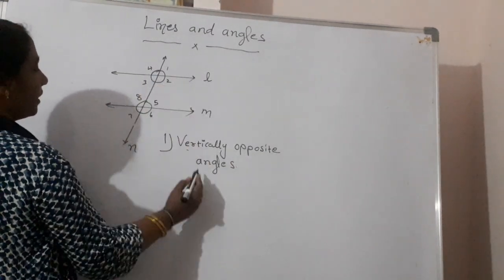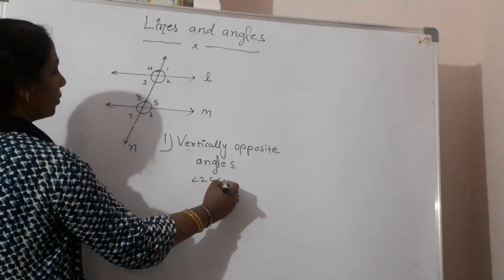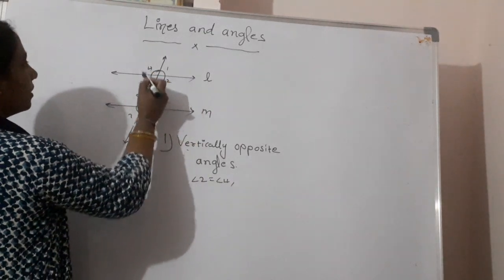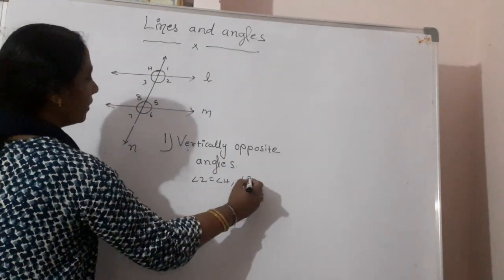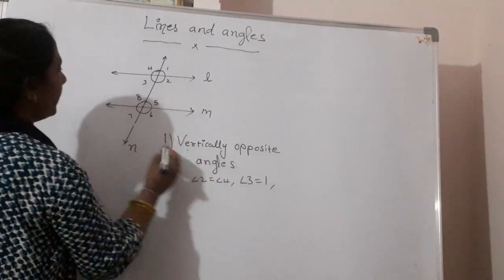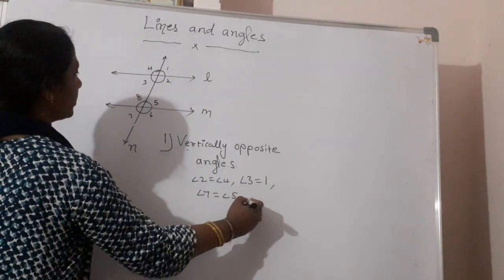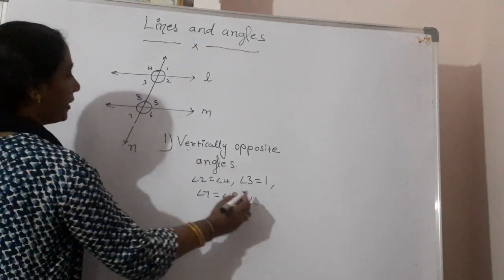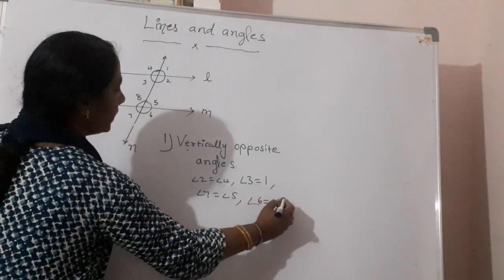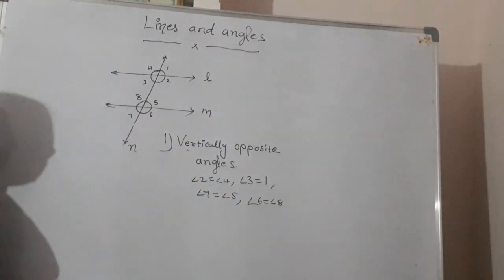So angle 2 equals angle 4. Next, angle 3 equals angle 1. Next, angle 7 equals angle 5. Next, angle 6 equals angle 8. So these are vertically opposite angles.